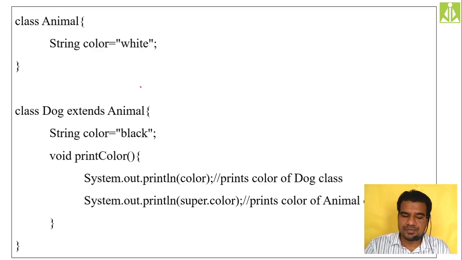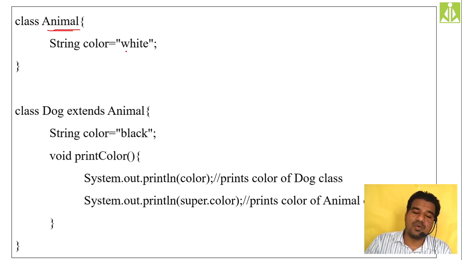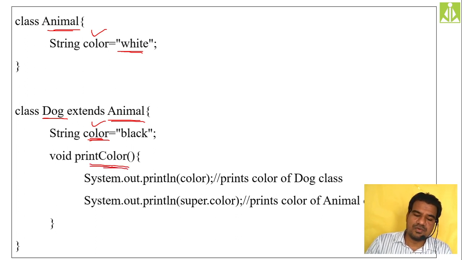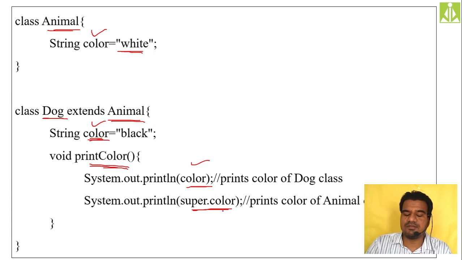So over here you can see I'm taking one class with the name Animal, and I'm giving the color white. Animal color is white. Now I'm extending a Dog class from the Animal superclass. Here also I'm taking the color variable. Here we have a color variable, and here also I'm taking a color variable. Here I'm initializing the color value as white, and here I'm initializing the color value as black. Now I'm calling a method printColor. When you call this printColor method, here we are printing color and here also we are printing color.